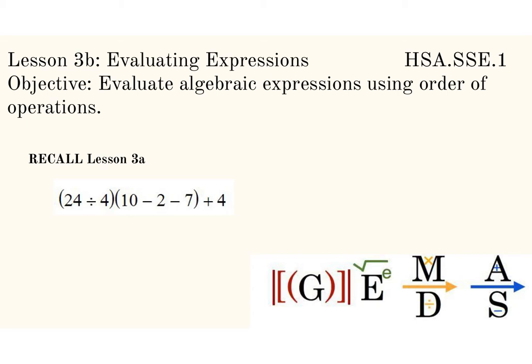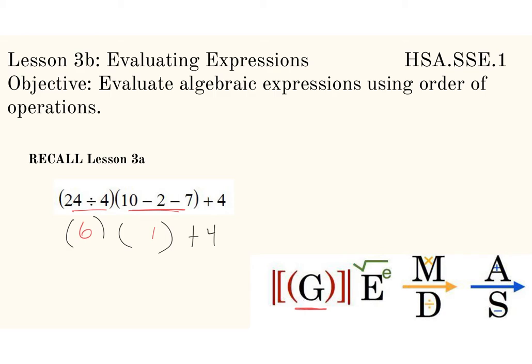So you want to remember order of operations. G for grouping goes first. Because these two things are being grouped together, we will complete that first. 24 divided by 4 is 6. Then we are going to apply order of operations within the second parentheses. So 10 minus 2 is 8. 8 minus 7 is 1. And then I am going to keep these two parentheses, but this time these parentheses just mean multiplication because I just have a number by itself and another number by itself.